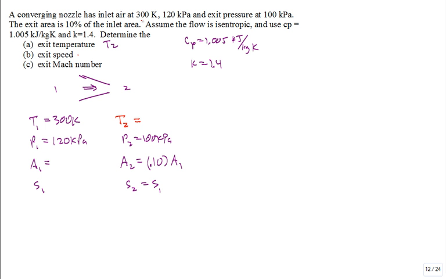I want to know the exit speed. V2 is what I'm asked to find, right? And the exit Mach number, MA2. Well, if I could find the speed of sound at the exit, then I would do the ratio to get the Mach number. So it looks like I'm going to want to calculate C2 along the way. Okay, well, how am I going to find T2, V2, and the Mach number?